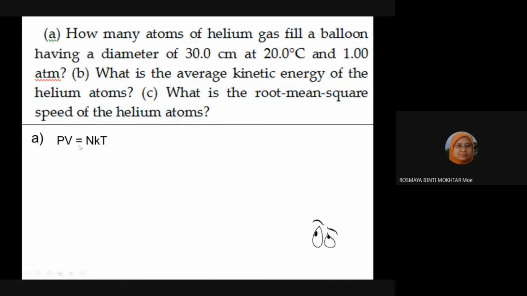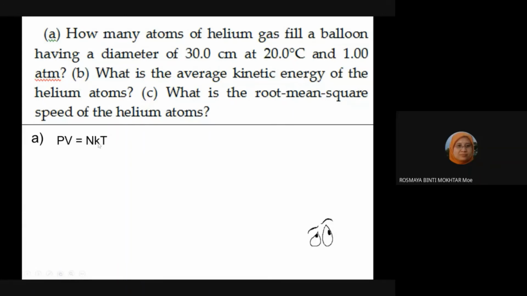So from PV equals nKT, we use this equation because given in the question is the pressure, 1.00 atmosphere. And from the diameter here, 30.0 centimeter, diameter of the balloon, we can calculate the volume. N is what the question wants, how many atoms. So we are going to find n.